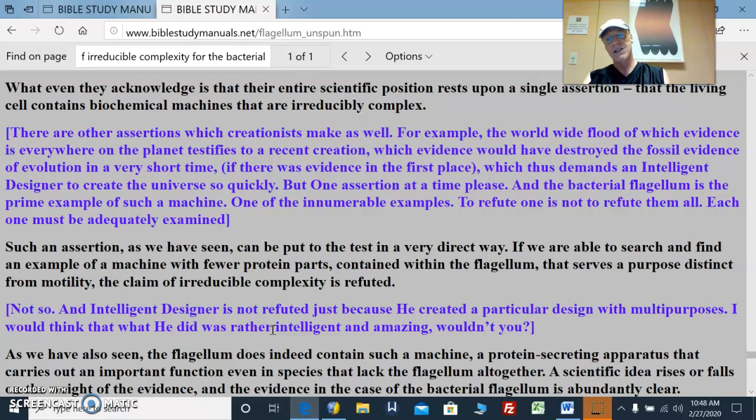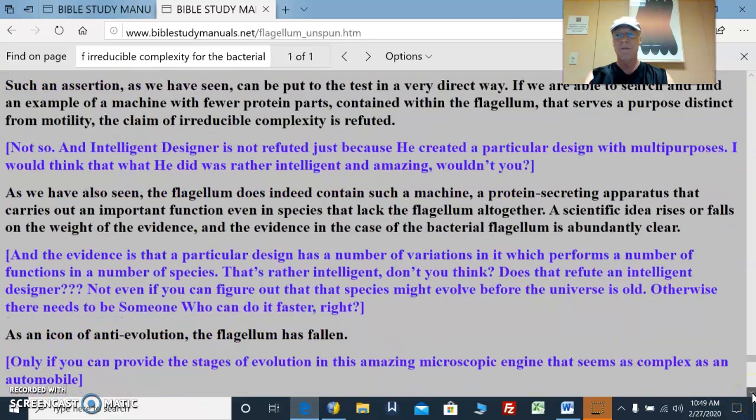This is irreducibly complex, the one bacteria with the locomotion parts, protein parts. Similar proteins, but not all the same, do an excretion of a toxin in another bacterium, a different cell. Not so. Intelligent design is not refuted just because he created a particular design with multi-purposes. I would think that what he did was rather intelligent and amazing, wouldn't you? And he does it a lot faster than evolution.